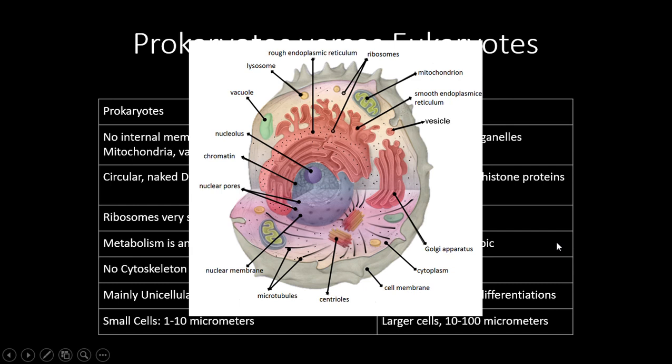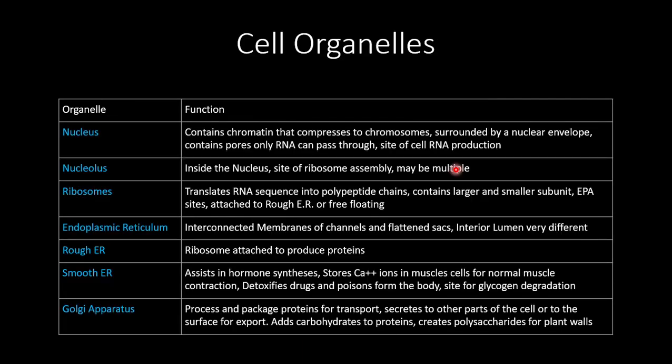So this is a quick diagram of the eukaryotic cell. As you can see, there's rough endoplasmic reticulum, lysosomes, vacuole, nucleus, chromatin, and so on. So let's get into it. Let's look at a few cell organelles in particular.